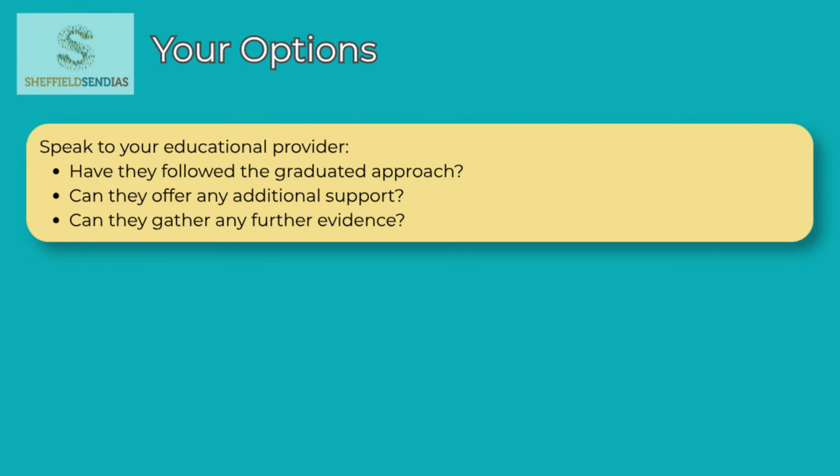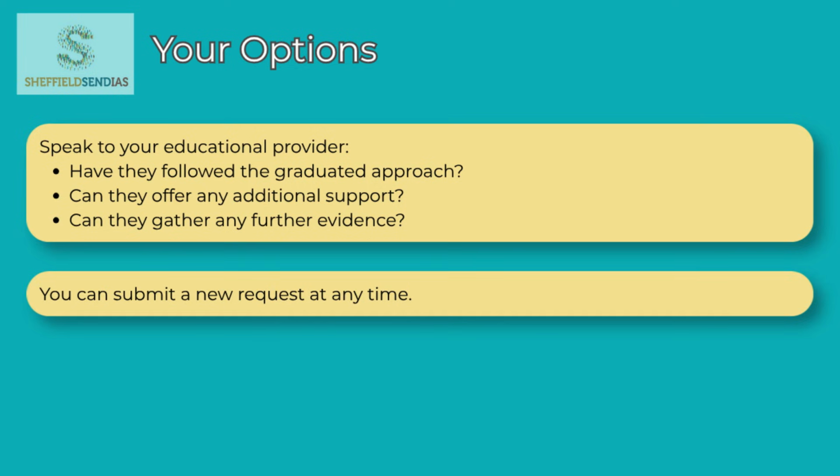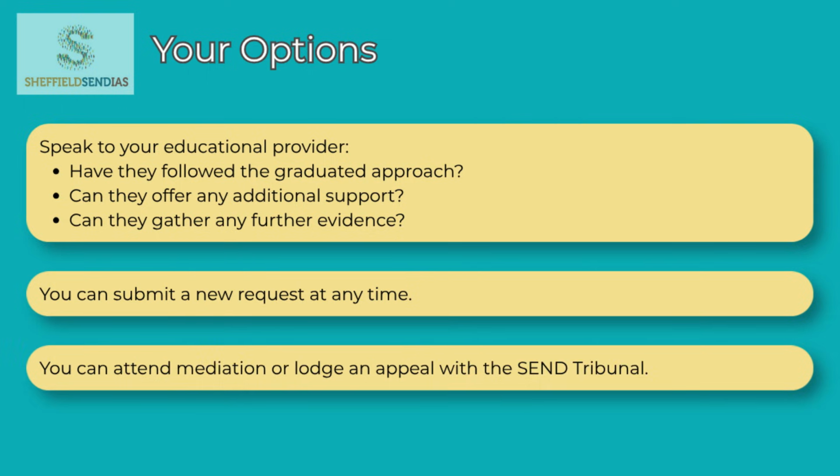We would advise you to first speak to your education provider to find out what evidence they are able to provide to the local authority. If the setting has not followed the assess, plan, do, review cycle or provided any evidence, then there may have been little evidence for the local authority to consider the second part of the legal test. You can speak to them about what additional support they can offer or what more evidence they can gather. You can submit a new request at any point, but bear in mind you will need more evidence or different evidence to what you submitted this time. You also have the option to attend mediation or lodge an appeal with the SEND Tribunal, and let's look at these options in more detail.